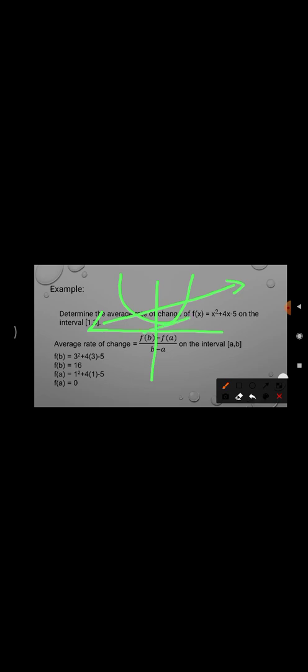However, this one is the tangent line, which passes through only 1 point of the function. So again, the rate of change is the slope of the secant line.